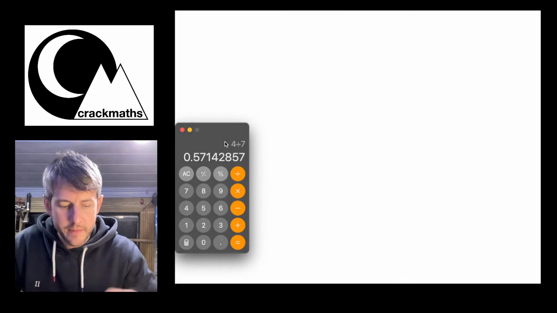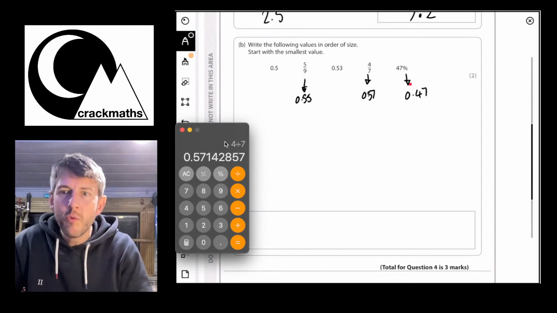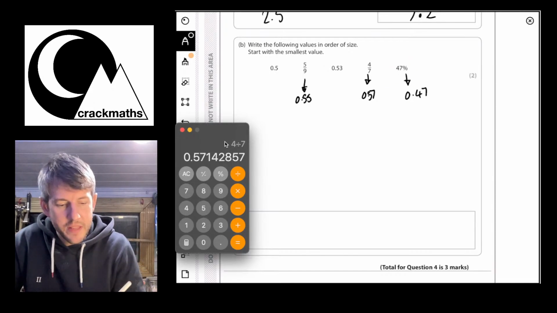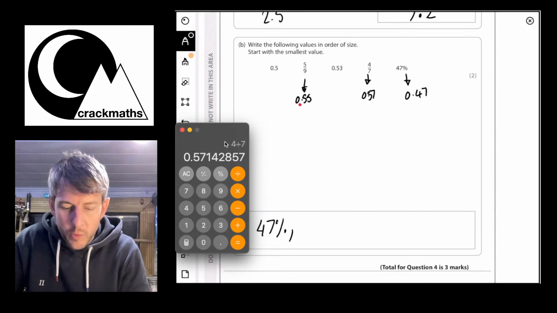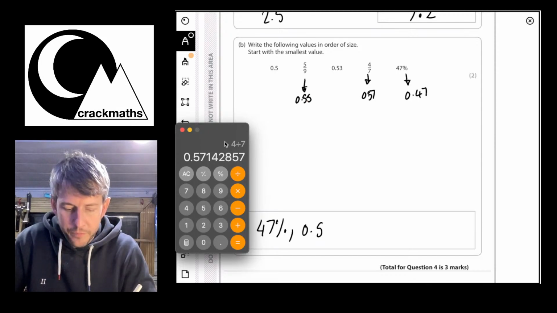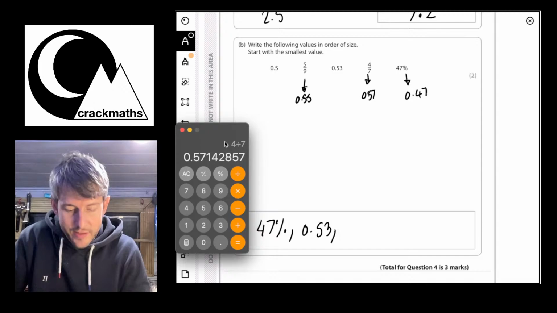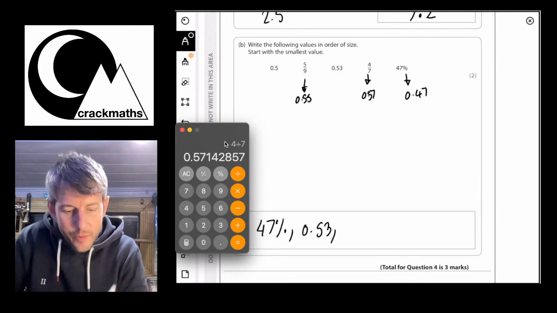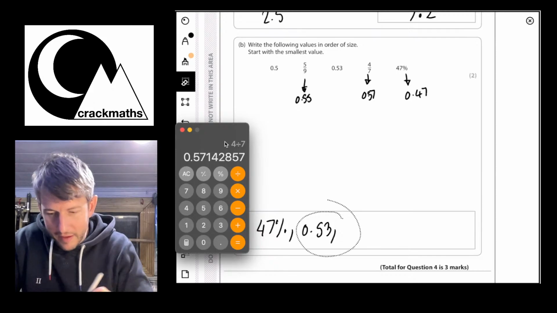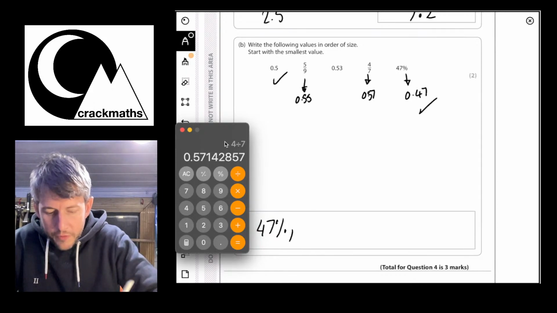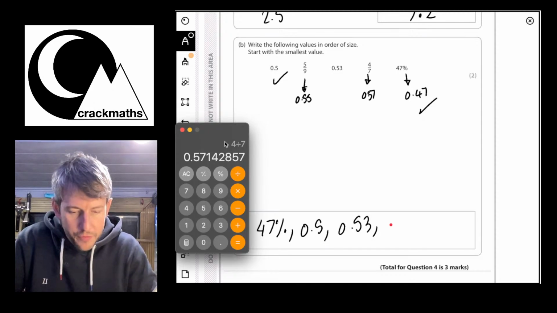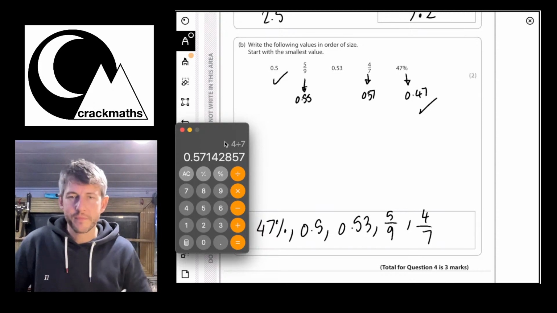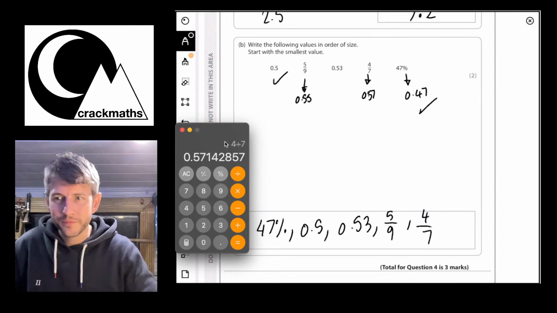So let me just lift this up so I can write the answer in the answer box. When you write your answer for this, you actually have to use the original numbers that they gave you. So we've got 47% is the smallest. Then the next smallest is going to be 0.53. The next smallest after that is going to be... Oh no, I missed out 0.5. Oops, right, sorry about that. So we've done this one, then we've got 0.5. Then we've got 0.53. Then we've got the 5/9. And then lastly, we've got the 4/7. Okay, perfect. Let's move on.